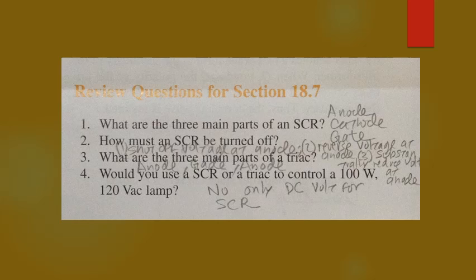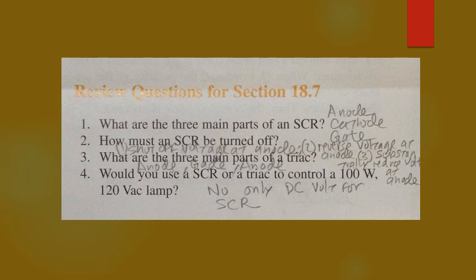And now some review questions for section 18.7. This is the last section for this chapter. Question 1. What are the 3 main parts of an SCR? That is the anode, the cathode, and the gate. Question 2. How must an SCR be turned off?